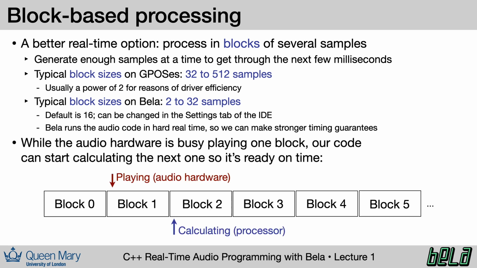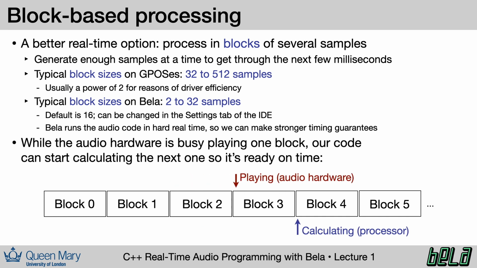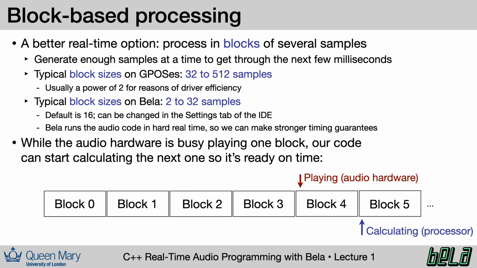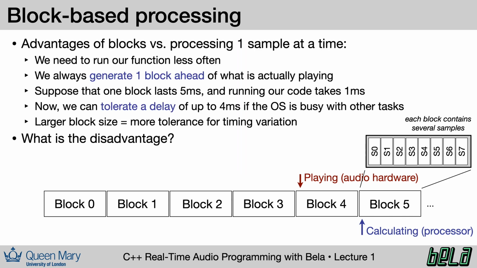The idea then is what we're always doing is essentially staying one step ahead of the hardware. The hardware is going to be playing whatever the block is that we just calculated, and meanwhile the processor is going to be busy calculating the next one. So if we're calculating block 2, the hardware is playing block 1. By the time the hardware finishes, we're on to calculating block 3, so we're always staying one step ahead. And then within each block, there will be a series of samples. It might be 8 or 16 or 32, depending on the block size.